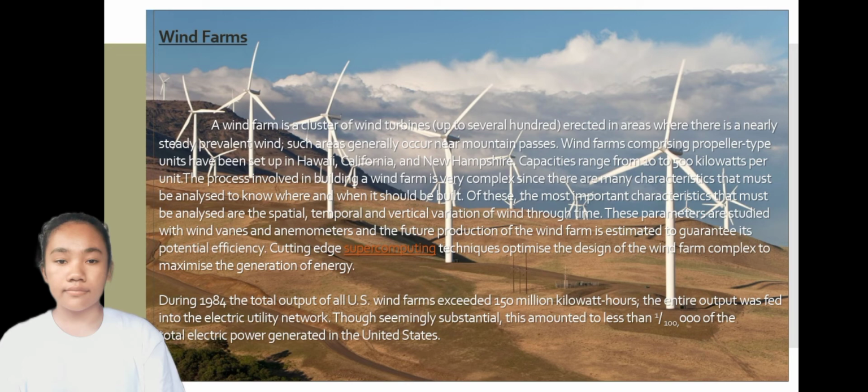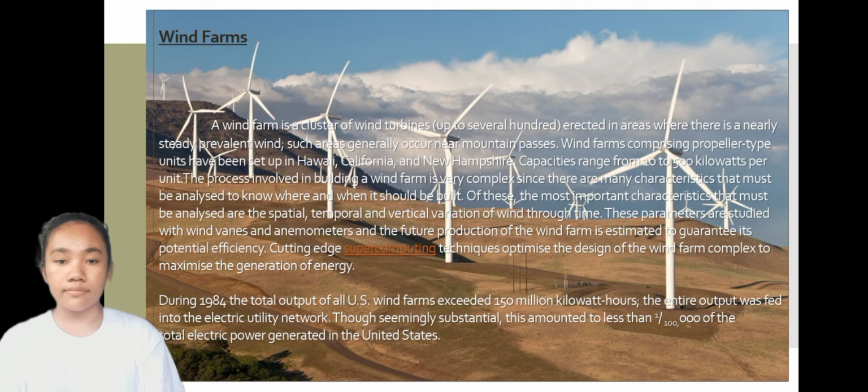The process involved in building a wind farm is very complex since there are many characteristics that must be analyzed to know where and when it should be built. Of these, the most important characteristics that must be analyzed are the spatial, temporal, and vertical variation of wind through time. These parameters are studied with wind vanes and anemometers, and the future production of the wind farm is estimated to guarantee its potential efficiency. Cutting-edge supercomputing techniques optimize the design of the wind farm complex to maximize the generation of energy.